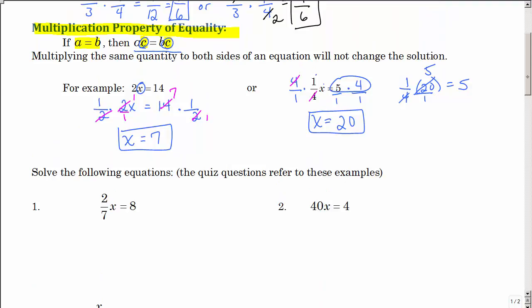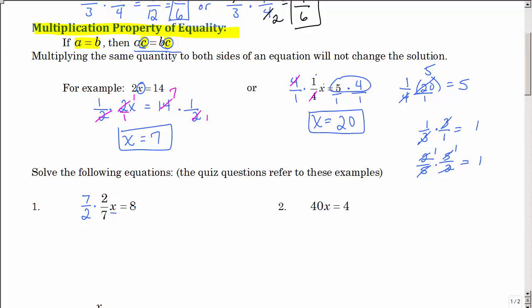So let's look at the first example. We're going to solve these equations. We want to get x by itself. So x is being multiplied by 2/7. Well, I can multiply by the reciprocal because, remember, if I do 1/3 times 3 over 1, I'm going to get 1. If I do 2/5 times 5 over 2, I'm going to get 1. So a fraction multiplied by its reciprocal, you get 1.